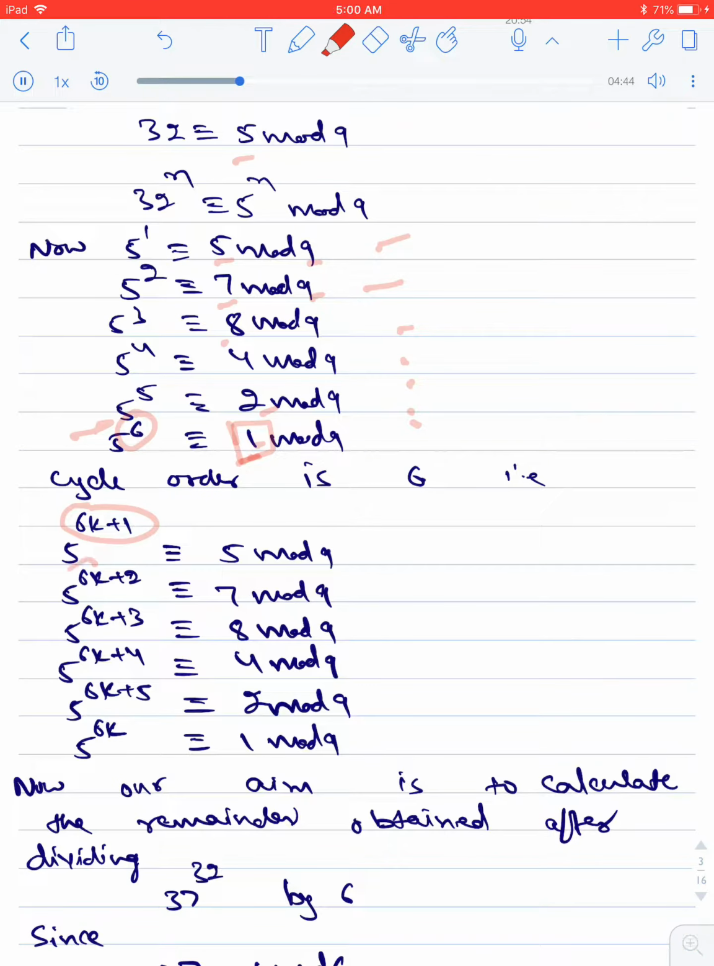5 raised to power 6k plus 2 is congruent to 7 mod 9. 5 raised to power 6k plus 3 is congruent to 8 mod 9. 5 raised to power 6k plus 4 is congruent to 4 mod 9. 5 raised to power 6k plus 5 is congruent to 2 mod 9. 5 raised to power 6k is congruent to 1 mod 9.